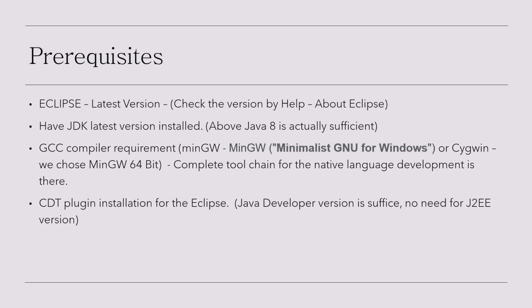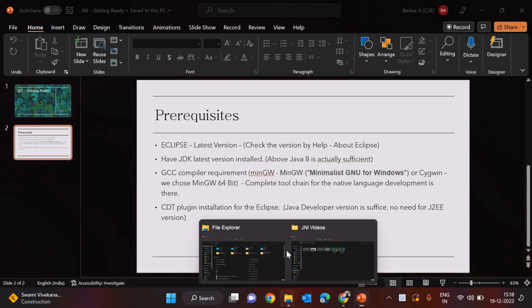For that, you can go with MinGW, which is nothing but Minimalist GNU for Windows, or you can even go with Cygwin. Choose the right version. I have a 64-bit machine, so I have chosen MinGW 64-bit. This is the complete toolchain for native language development, and you have to use one of these. And the CDT plugin is also important, and all these will be shown right now.